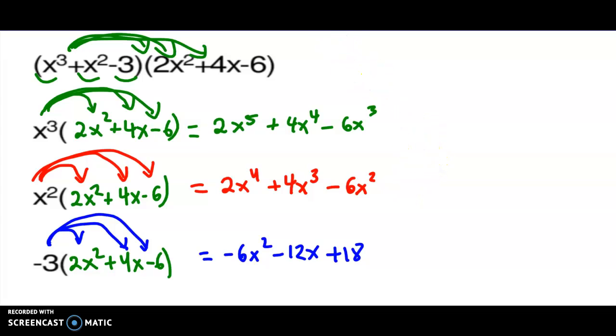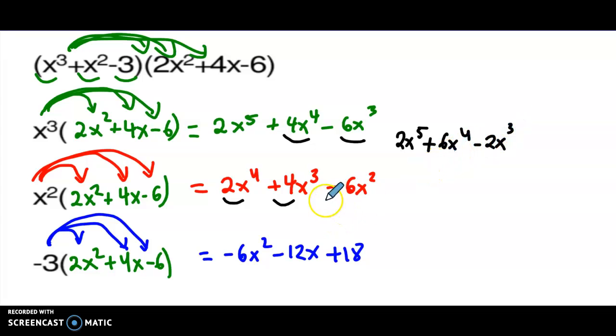The biggest one is x to the 5th, and I have only this. So my answer is 2x to the 5th. That's how it starts. x to the 4th, I have this and this. They're both positive, so it would be 6x to the 4th. x to the 3rd, I have this and this. Negative 6 plus 4 is negative 2.